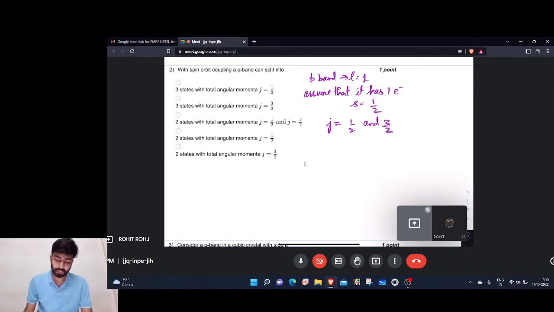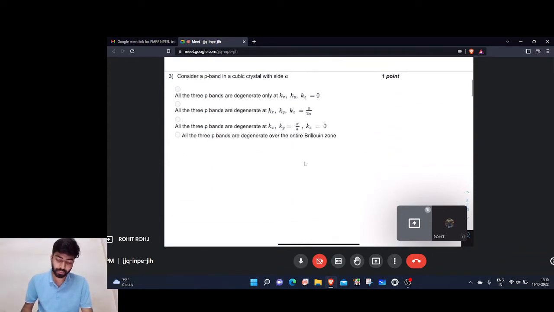So in such a case, when we have spin orbit coupling, we will be having 2 states with angular momenta J is equal to 1/2 and J is equal to 3/2. So the correct option would be 2 states with total angular momenta J is equal to 1/2 and J is equal to 3/2.